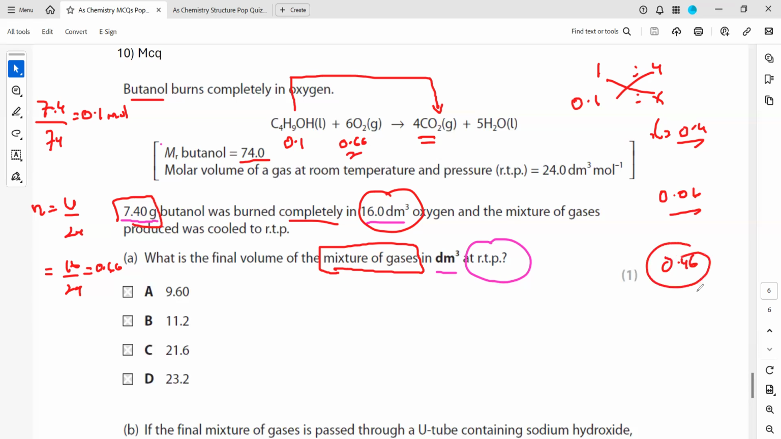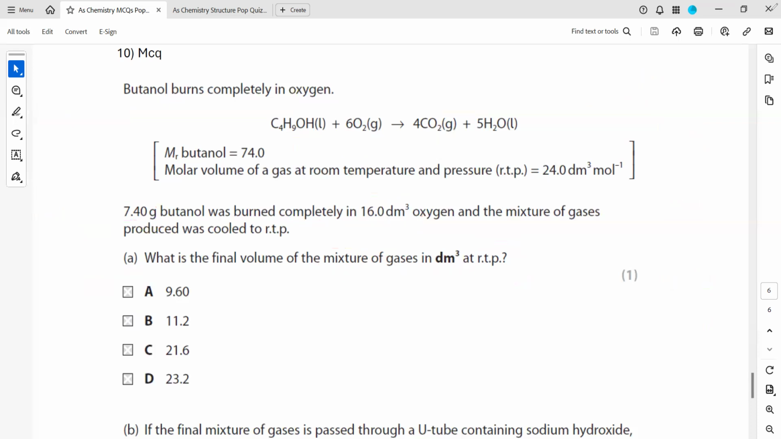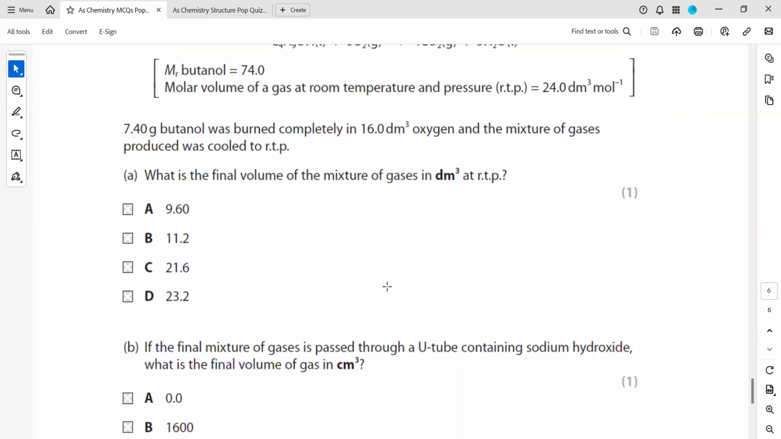What is the total moles of the gas which are left behind? That is 0.46. And 0.46 multiplied by 24 will give us the volume of the gas. So 0.46 times 24, what's the answer? 11.04. So we'll get B as the right answer. You will never get the exact number because it is 0.666 recurring, so if I use that number, I will get a slightly different value.